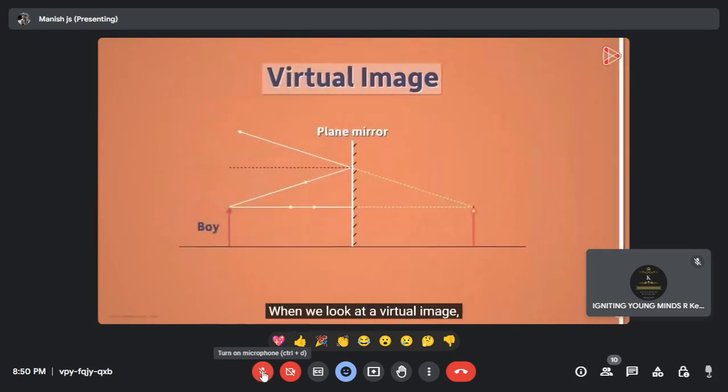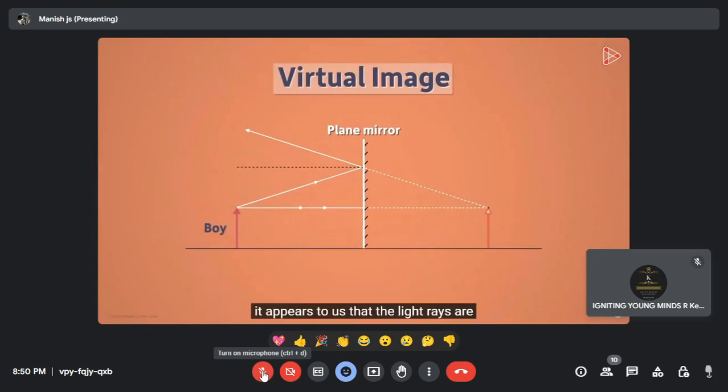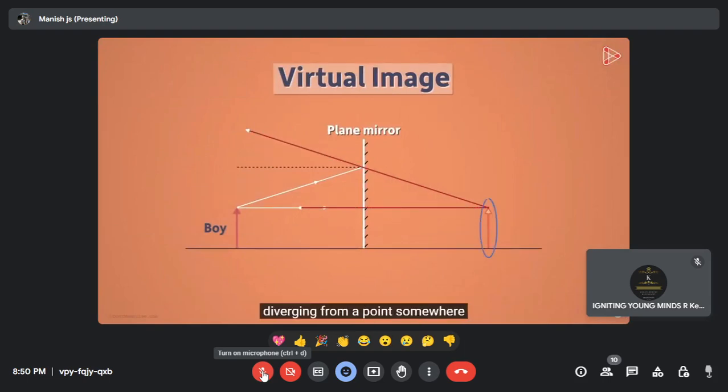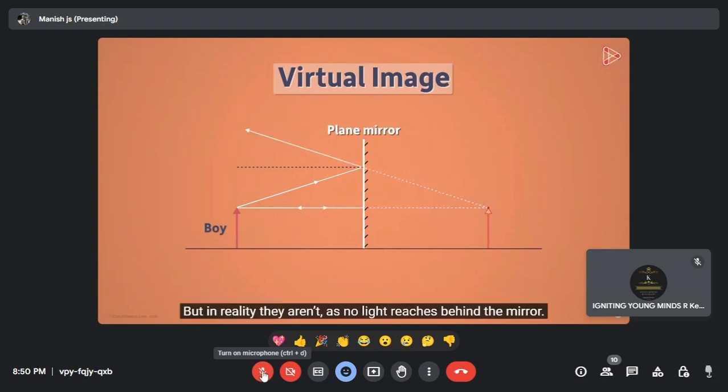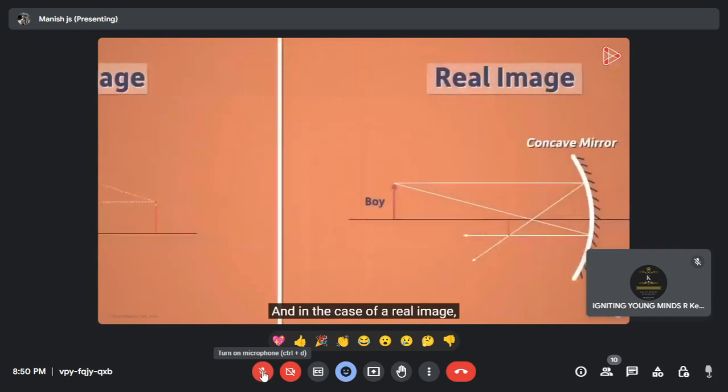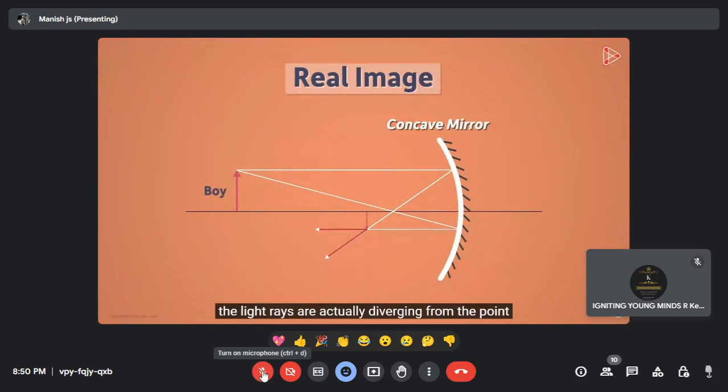When we look at a virtual image, it appears to us that the light rays are diverging from a point somewhere behind the mirror, but in reality, they aren't, as no light reaches behind the mirror. It's only our perception. And in the case of a real image, the light rays are actually diverging from the point present on the same side of the mirror. In reality, light rays indeed reach this point. Hence, we call it a real image.